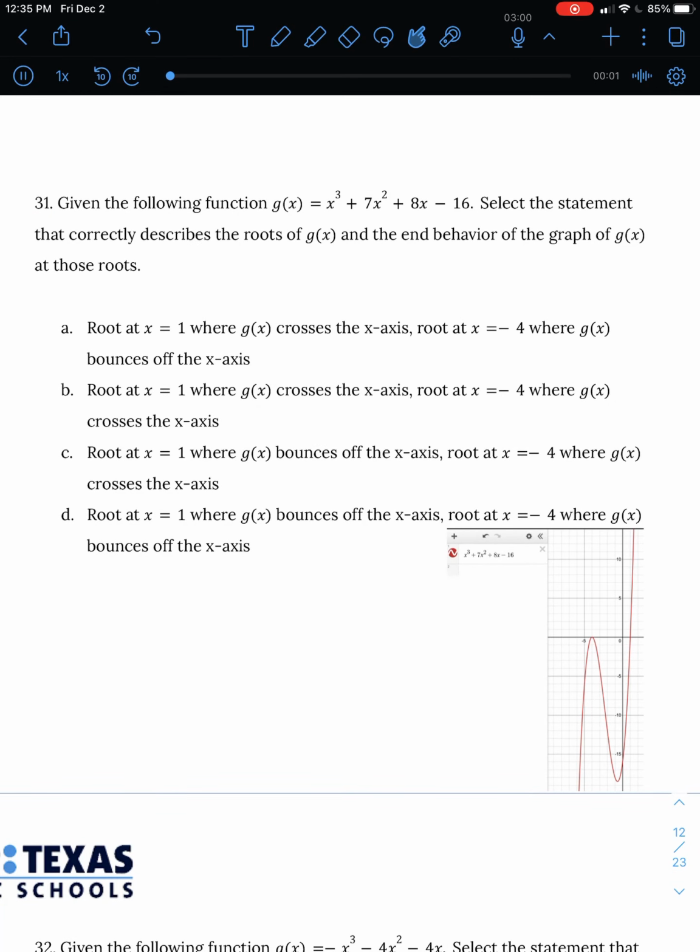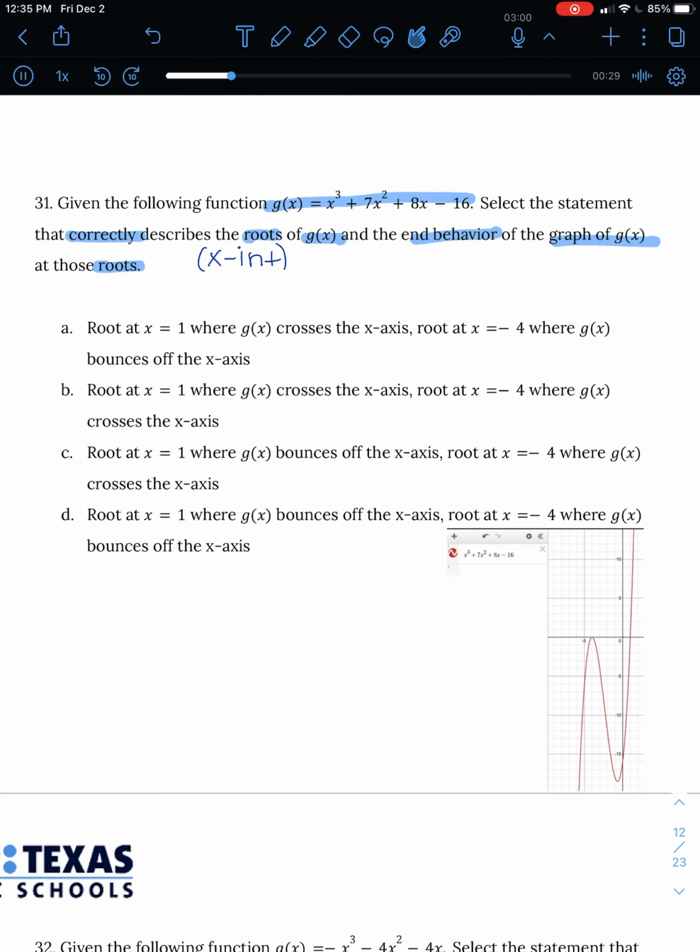Okay, guys, so we're going to go ahead and solve problem 31. Here we have given the following function. Select the statement that correctly describes the roots of g of x and the end behavior of the graph of g of x at those roots. So we need to go ahead and describe the roots. Just a heads up here, guys, roots literally is the same thing as x-intercepts, right?